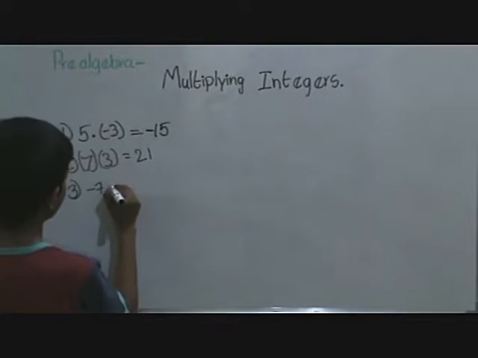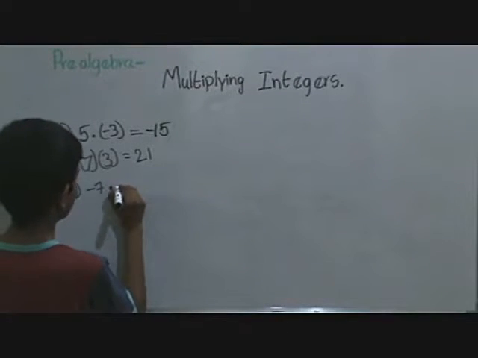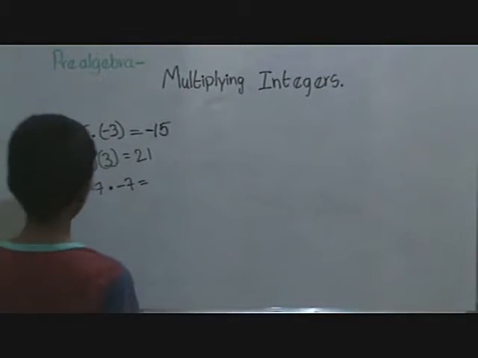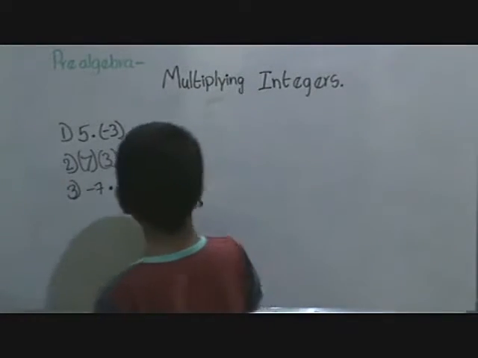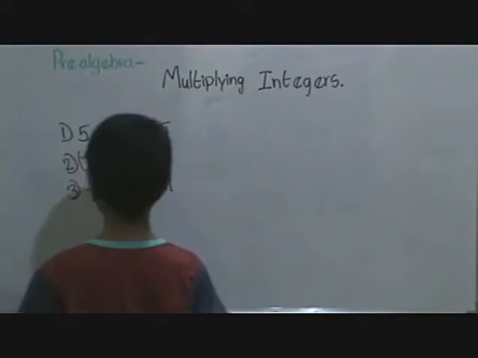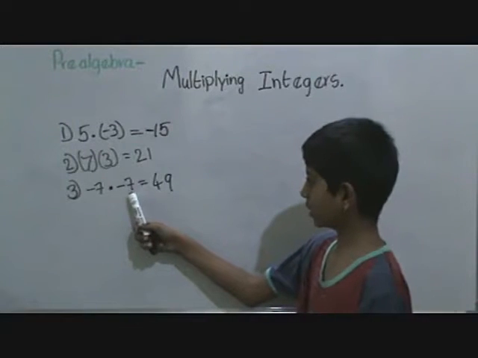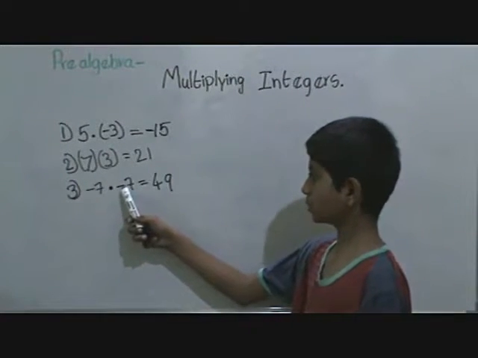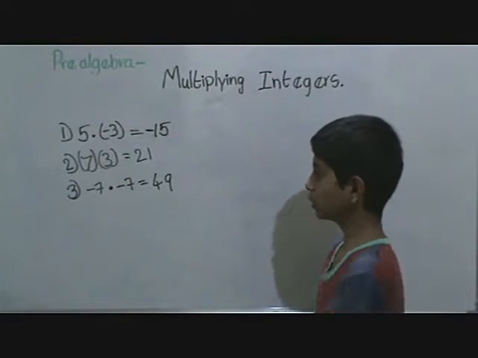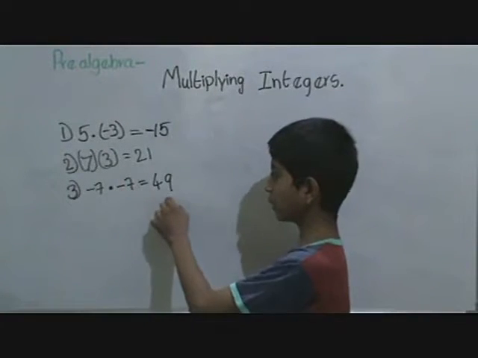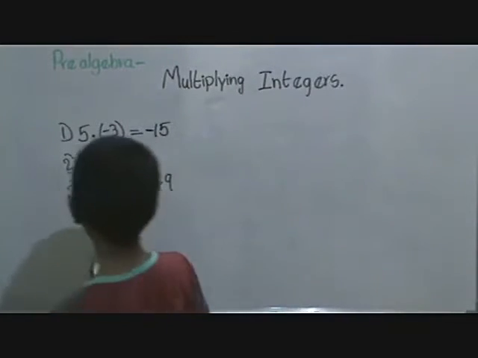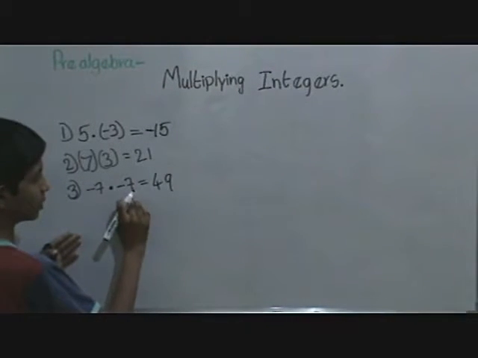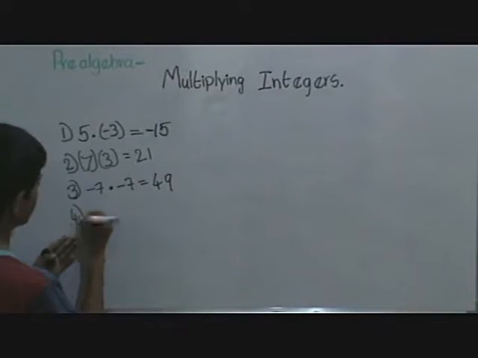If you have negative 7 times negative 7, that is equal to 49. 7 times 7 gives us 49, and here a negative sign and here a negative sign. Two negative signs make a positive. Okay? Here you have the same signs. So the answer is positive.